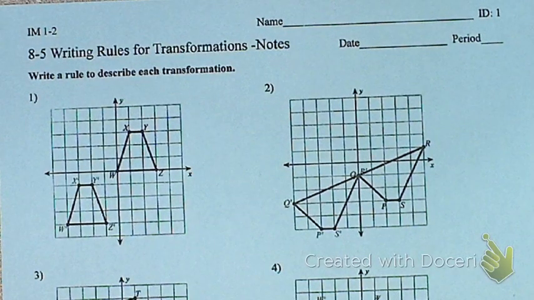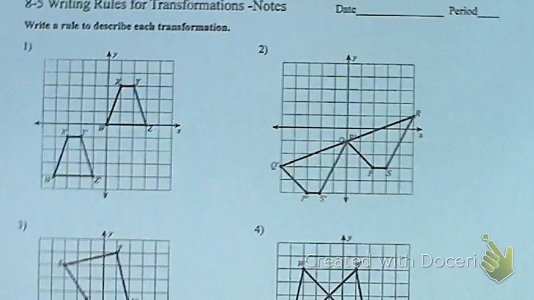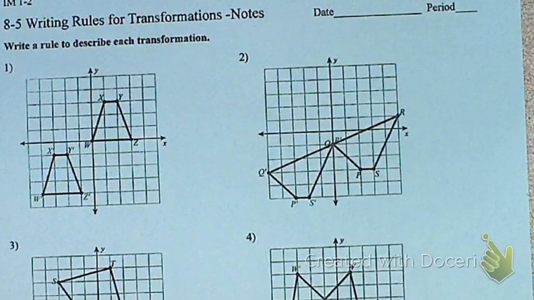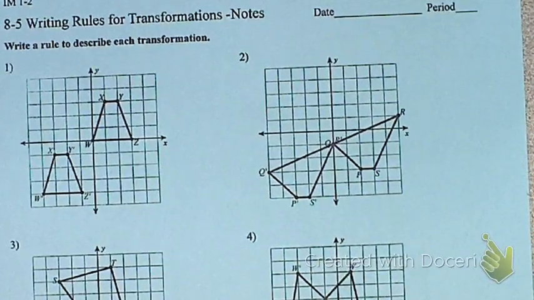So it's writing the rule based on the pictures already given to you. You're already given both shapes. Since you're given both shapes, it's up to you to determine what happened. In the first one, which one is my starting image?